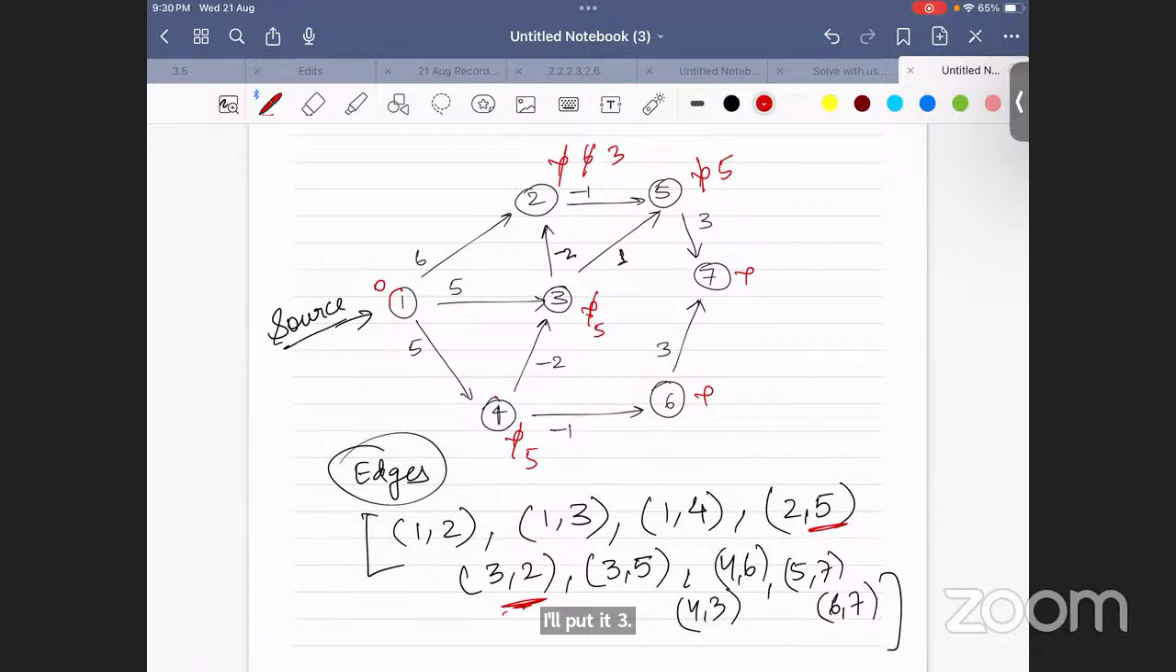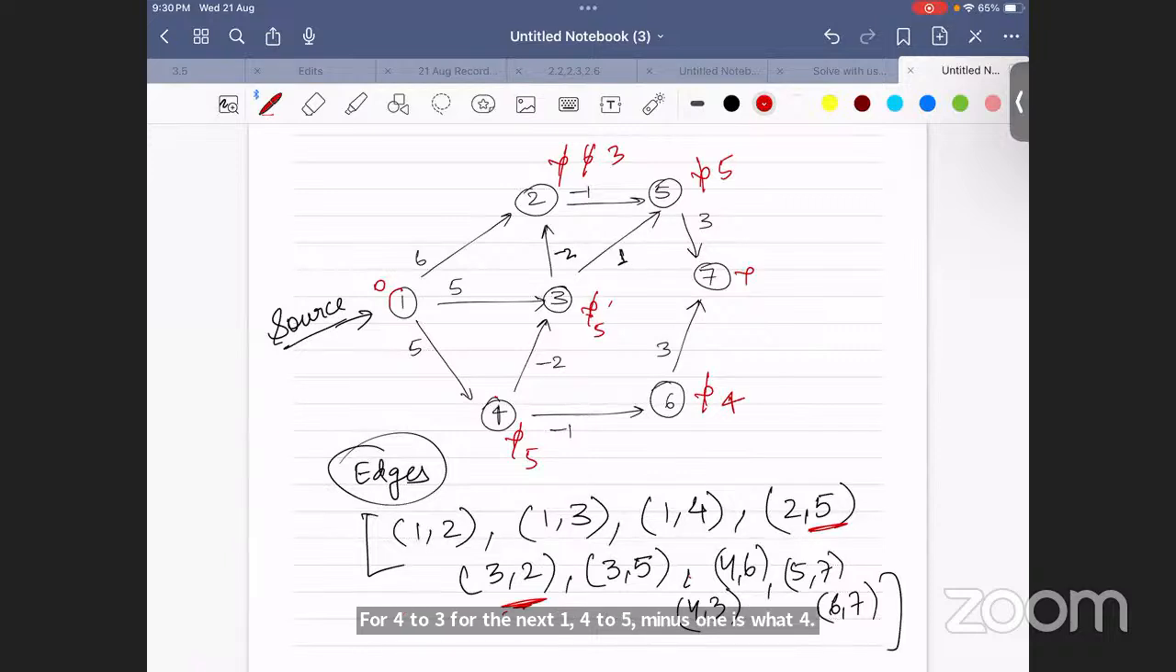So should I replace or not? No, sir. We don't have to replace because 6 is greater than 5. Whenever you are getting less, then only you will be replacing. Otherwise, you will not. 4 to 6 now, or 4 to 3 for the next one. 4 to 5 minus 1 is what? 4. This is better. 4.